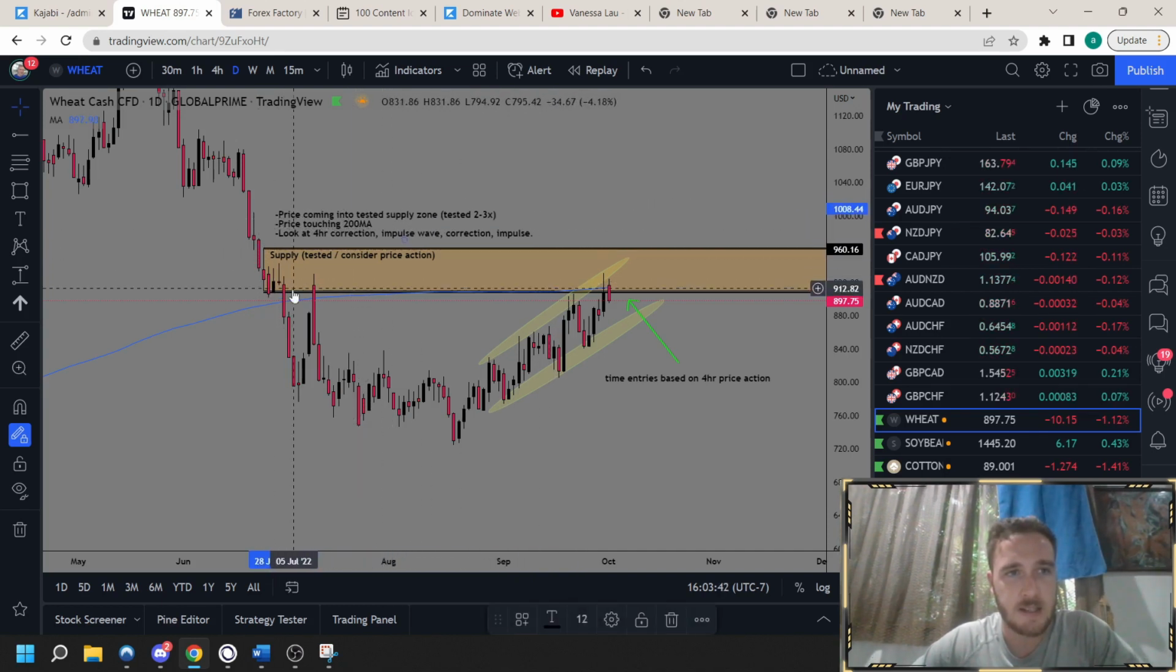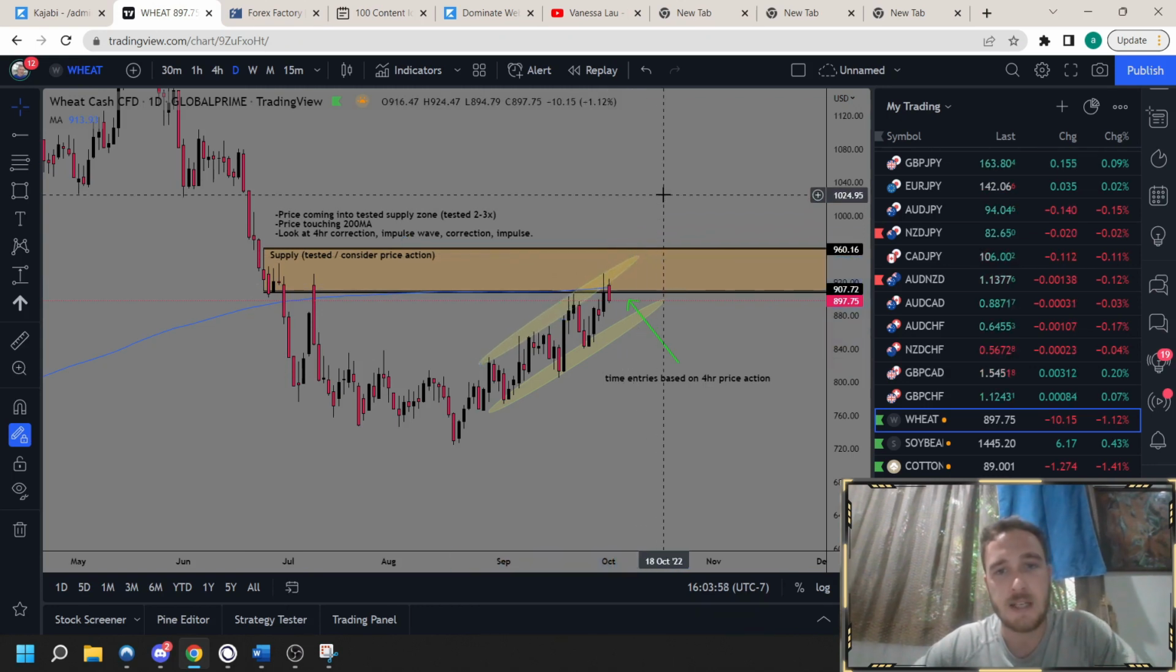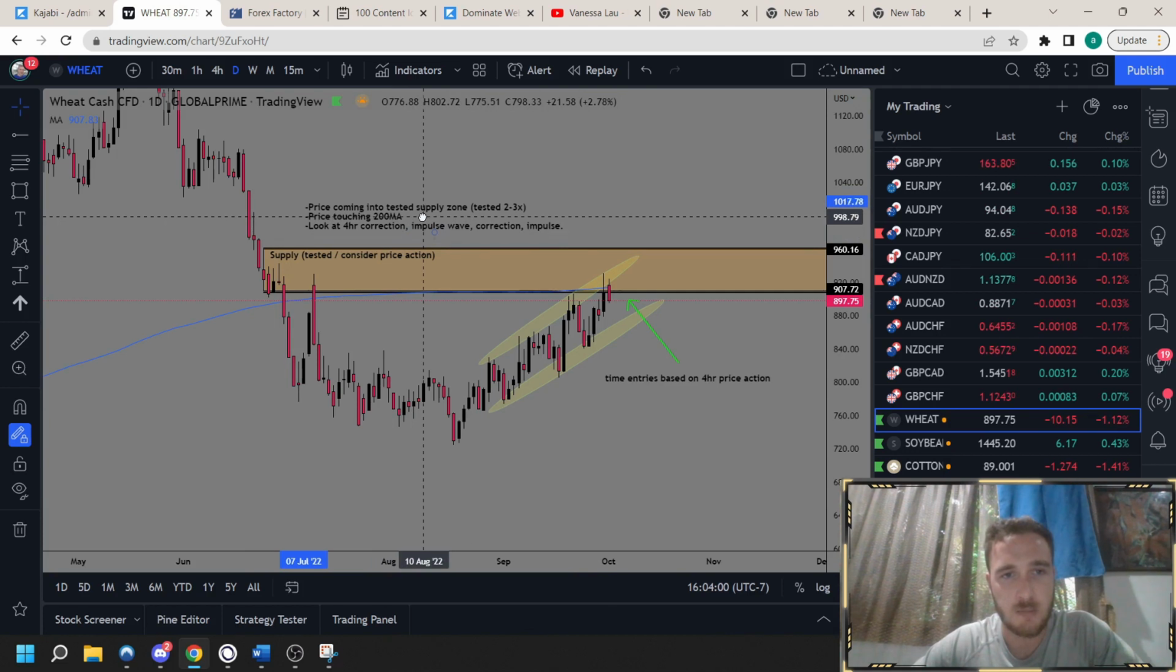So this is a supply zone that worked pretty well. It's got a really nice drop-base-drop supply zone. It's been tested once, maybe tested twice, 3 times. So we're going back up into a tested zone, which is okay for me. I don't mind trading inside a tested zone, but I definitely might want to consider smaller risk as well as quicker take profits.